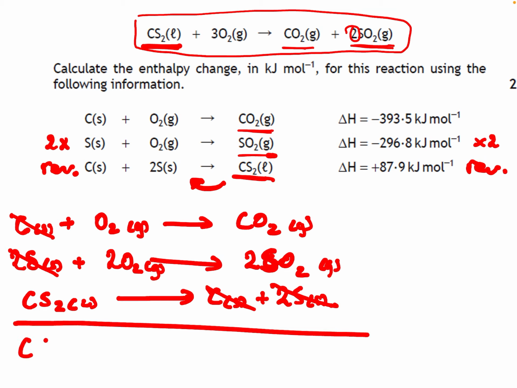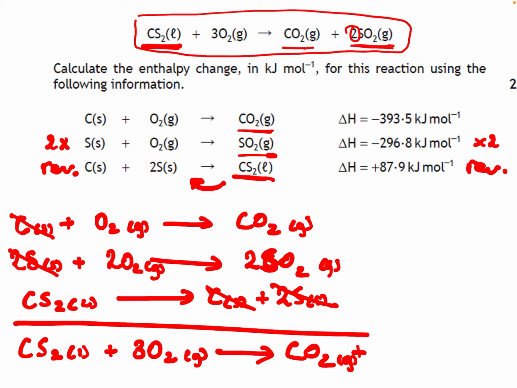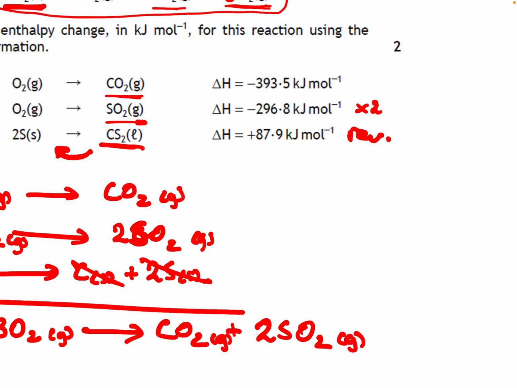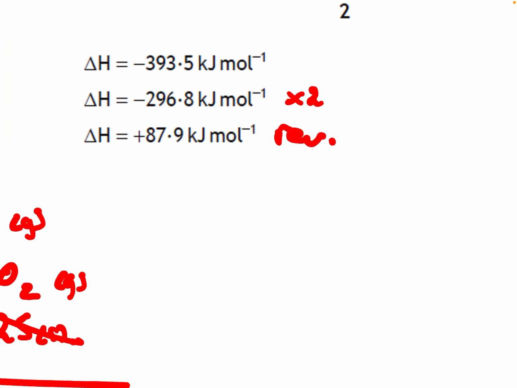So it's going to be CS2 plus, those add together to make 3 oxygens, which is in the target equation, and then that makes CO2 plus 2SO2. And there we go, that's our target equation, which means we can work with these equations to work out the enthalpy change. So let's go to this.